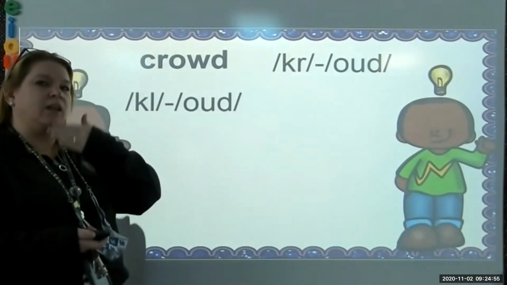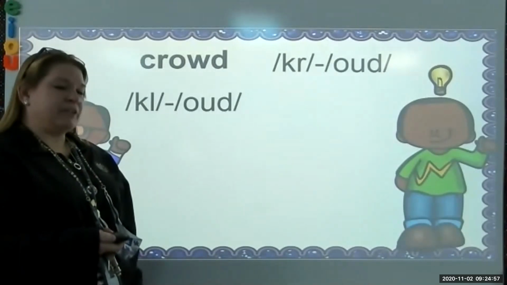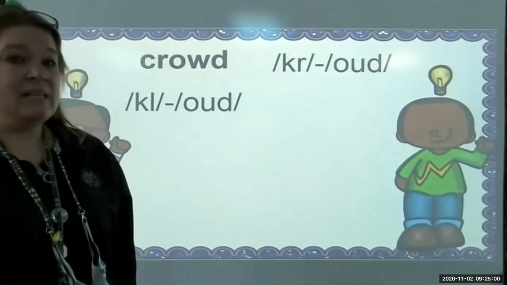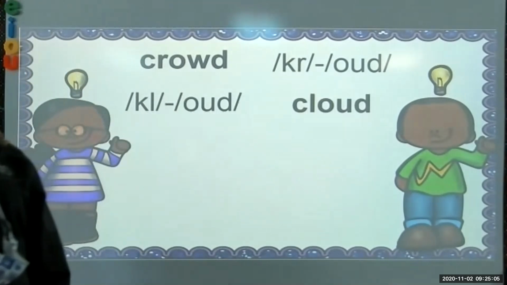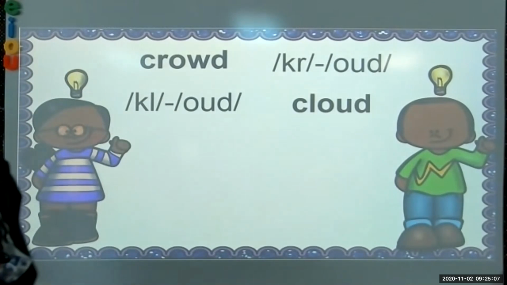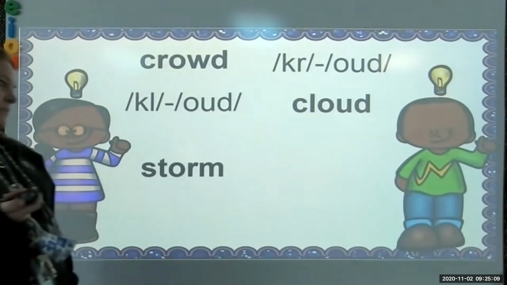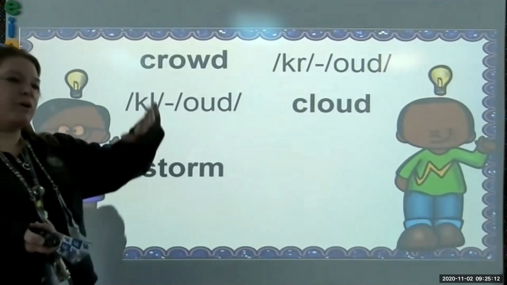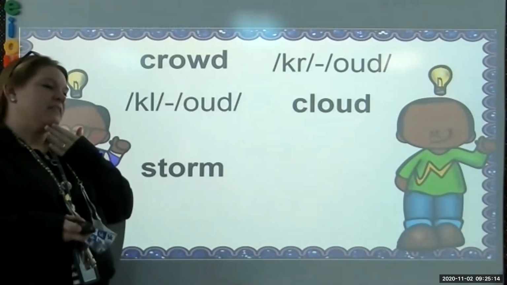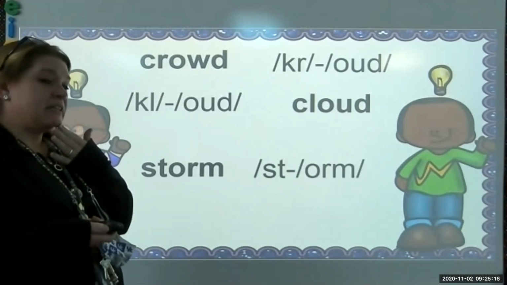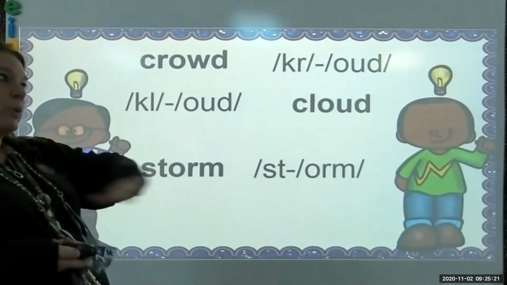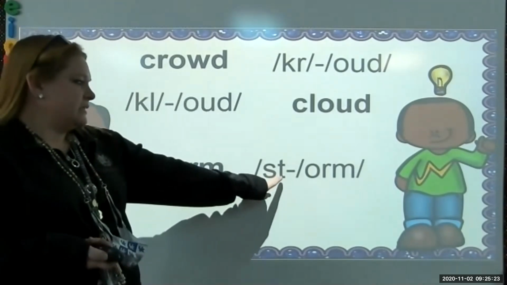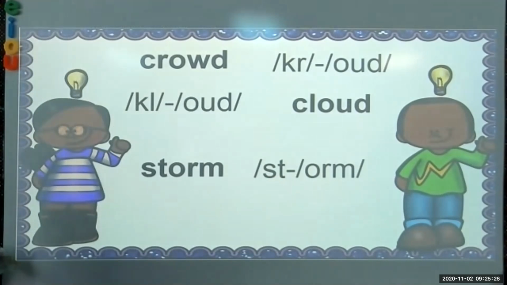Cloud, cloud. What is the new word on the curve? It is cloud, cloud. Good. Our next sentence is, gray clouds filled the sky when the storm started. Storm, storm. The onset part is the st, and the orm is the rhyme. Storm, storm. So we're going to take away the t sound, and we're going to add a w sound.